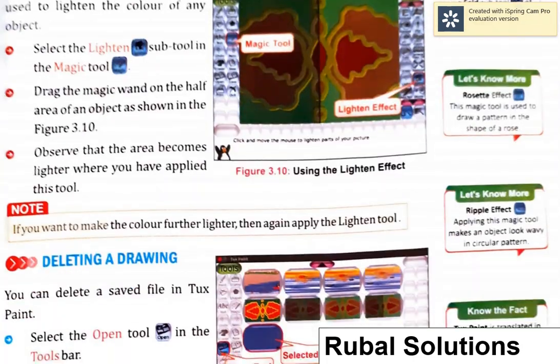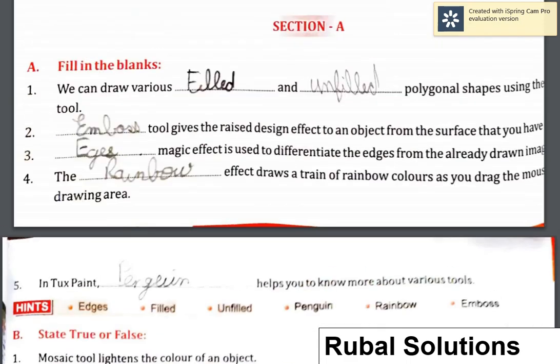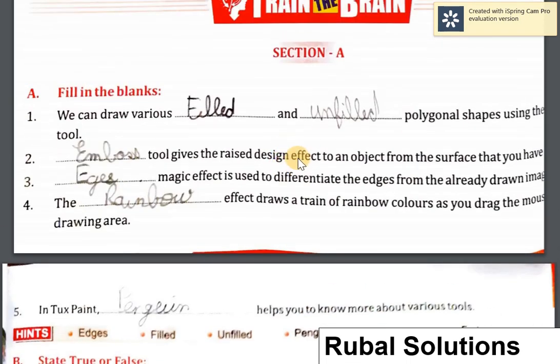Section A. Filling the blanks. 1. We can draw various dash and dash polygonal shapes using the tool. The answer is filled and unfilled. Number 2. Dash tool gives the raised design effect to an object from the surface that you have. The answer is emboss.